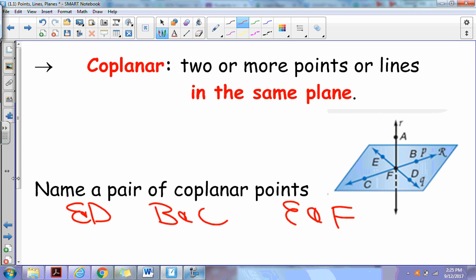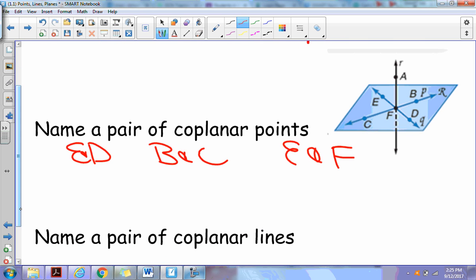Does that have to be on the same line? Nope, just on the same plane. This one says planar, so just on the same plane. So you could do like B and E. Yep, very good. They're both sitting on plane R. They're not on the same line, but that's okay. They're both on the same plane.